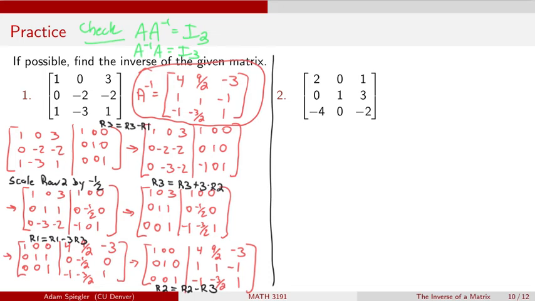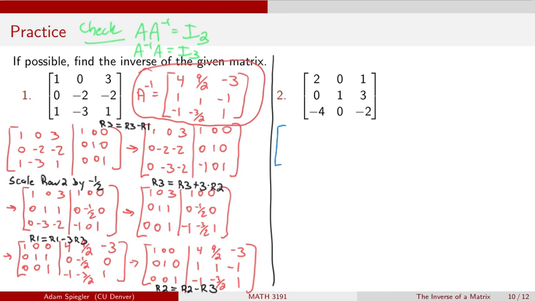Okay. So let's take a look at one last example. Question 2 here has a 3x3 matrix. The top row is 2, 0, 1. Second row, 0, 1, 3. And the third row is -4, 0, -2. So let's go through this algorithm of setting up the augmented matrix and applying elementary row operations to try and write the matrix we started with in its reduced row echelon form.